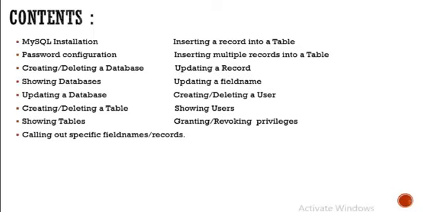Updating a database, creating and deleting a table, seeing the tables that you have, calling out specific field names or records, updating a record, maybe you made a mistake and you want to change it, updating a field name, which is adding an extra field name to an existing table. Then the last thing we're going to be doing is creating and deleting users. So seeing the users you have, granting privileges to users, and then revoking privileges from users.